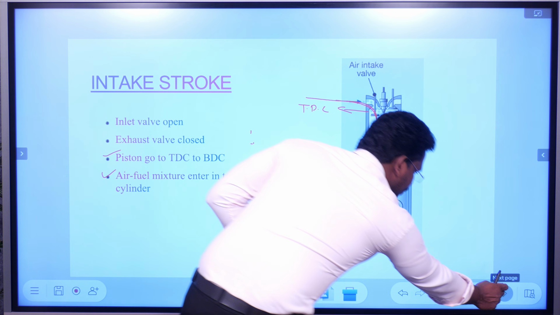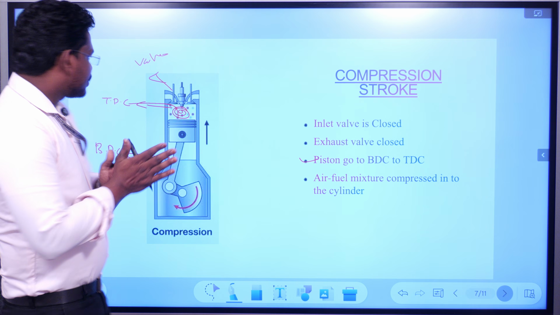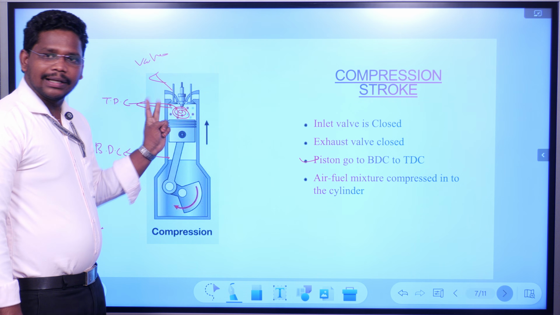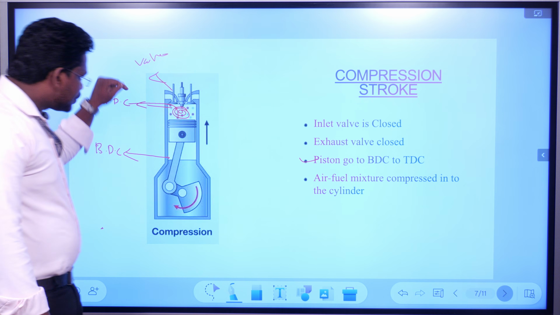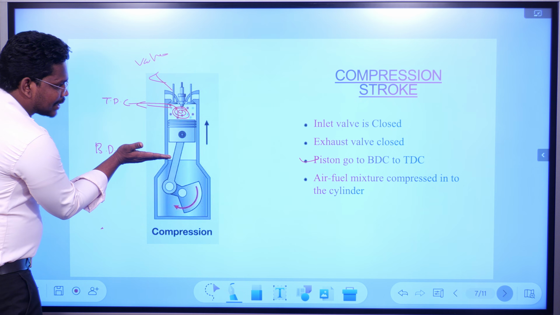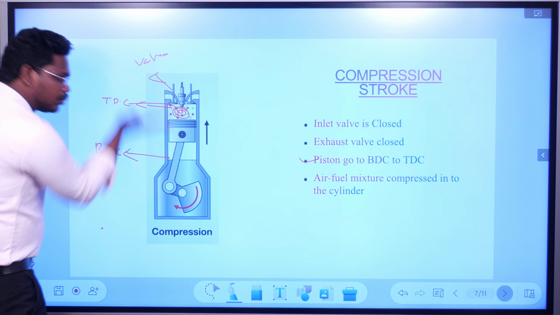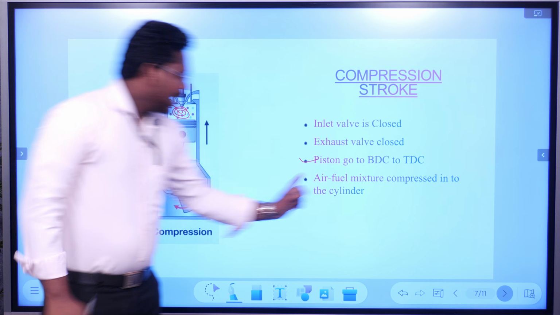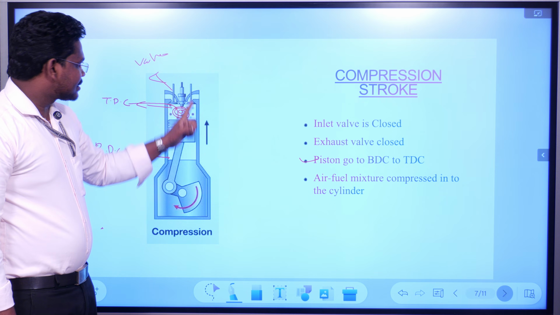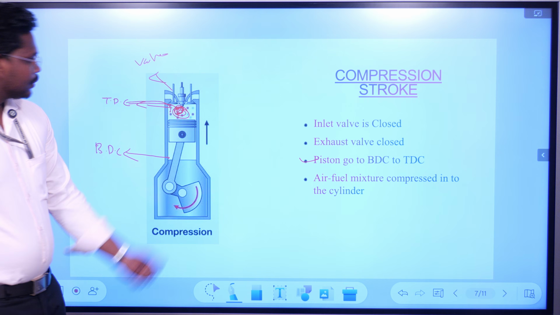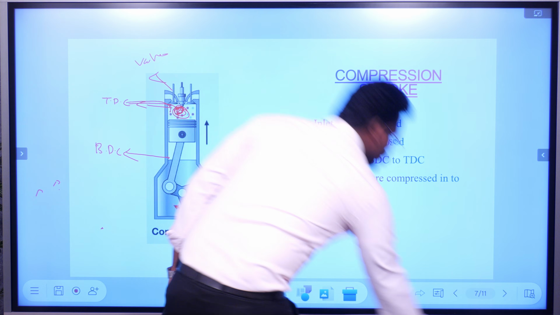Next, the compression stroke. Both the inlet valve and exhaust valve are in the closed position. The piston moves from bottom dead center to top dead center, and the air-fuel mixture is compressed in the cylinder. This completes the second stroke.